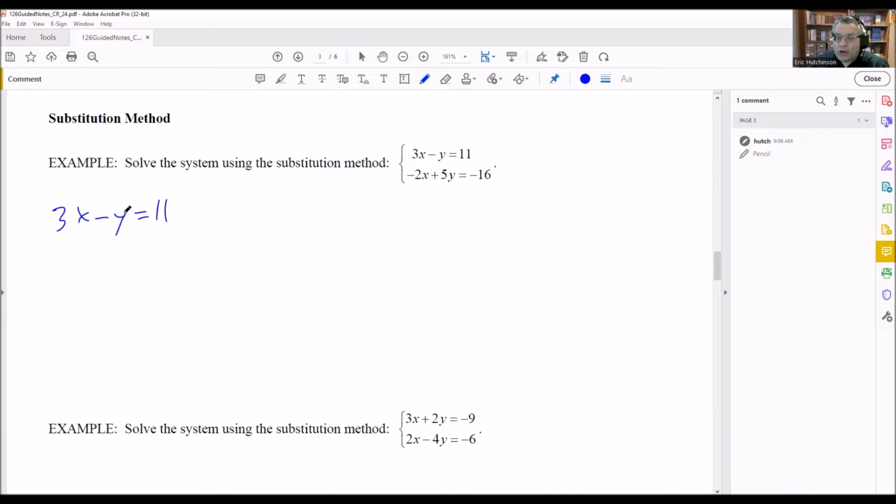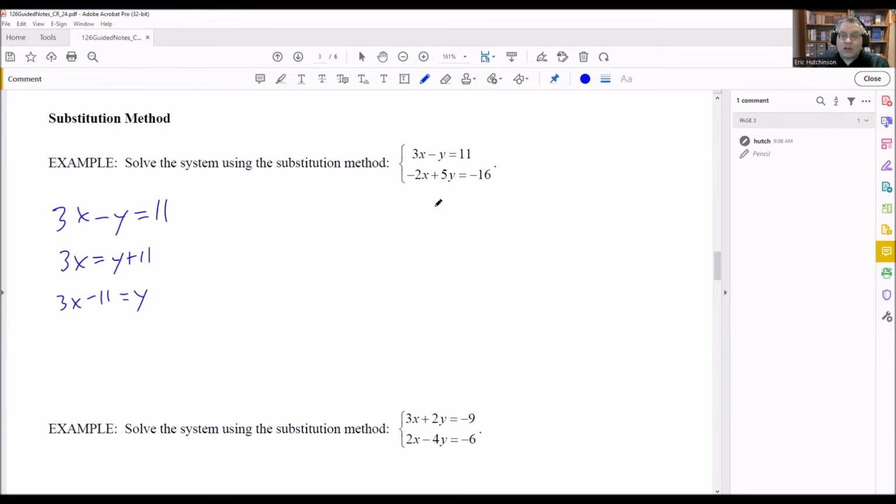To do that, I'm going to move the y over to the other side. So we're going to do 3x equals y plus 11. And then I'm going to subtract 11 from both sides. And we get 3x minus 11 for y.